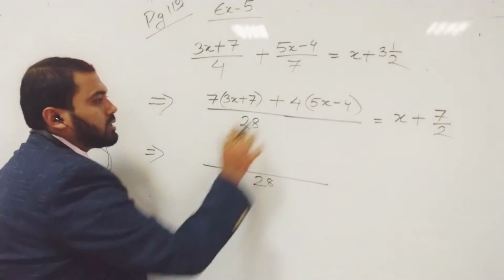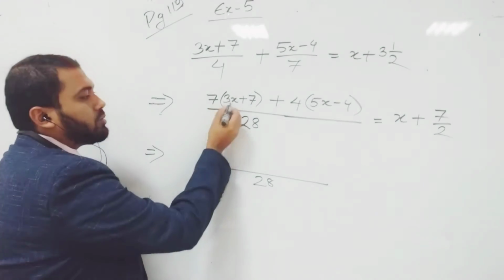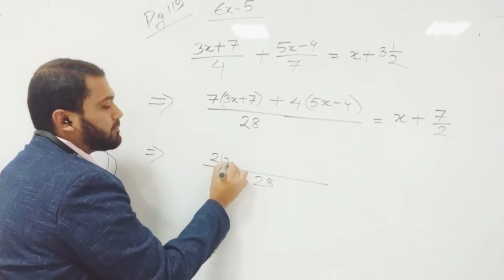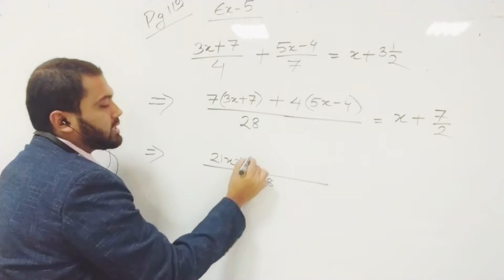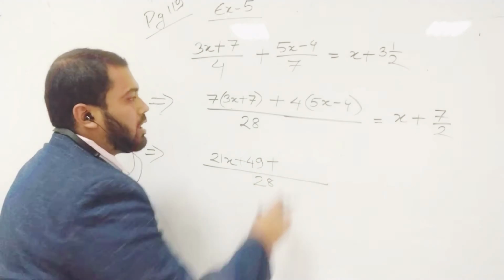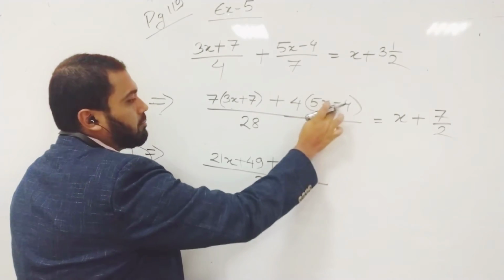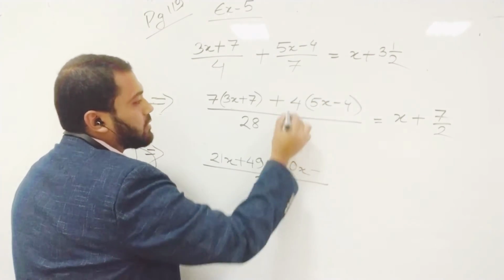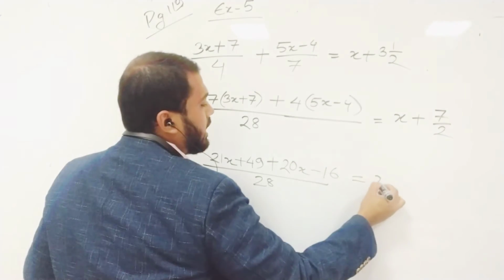Let us solve the numerator part of it, simplify it. So 7 into 3x is 21x, then plus 7 into 7 is 49, plus 4 into 5x is 20x, then plus into minus is minus, 4 into 4 is 16, equals to x.